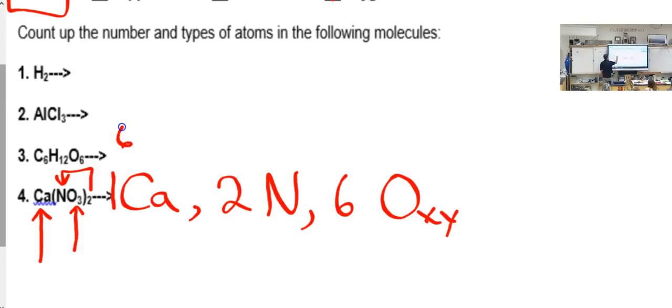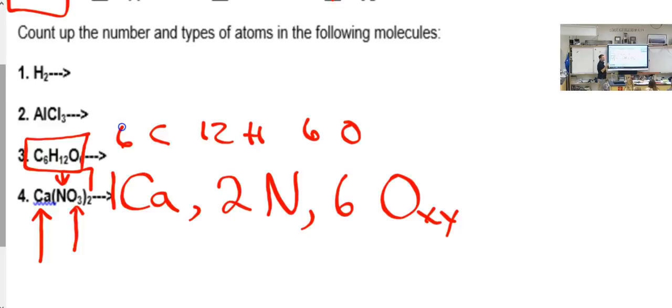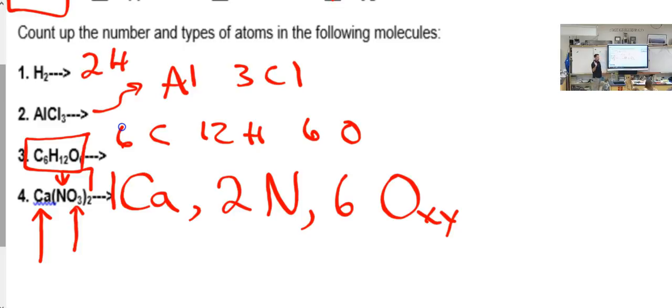So we have 6 carbons, 12 hydrogens, 6 oxygens. Anyone know what this is called? Should look familiar. That's sugar, or glucose. All right, aluminum chloride, that would have 1 Al, 3 Cls, and this was easy, just 2 H's. Piece of cake, right? Uh-oh, what did I do wrong?